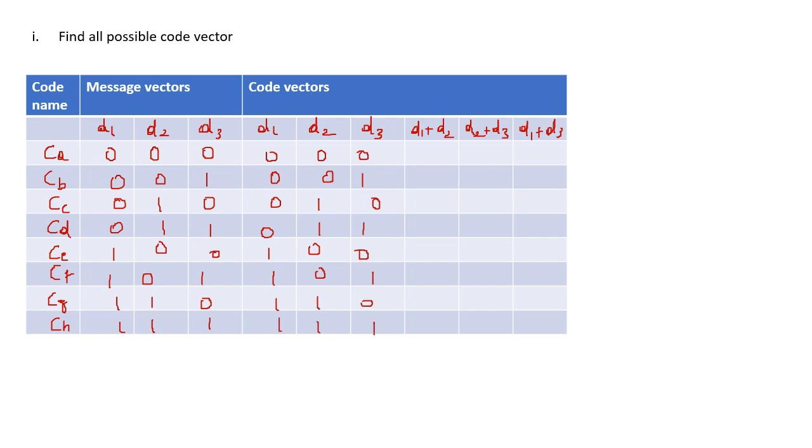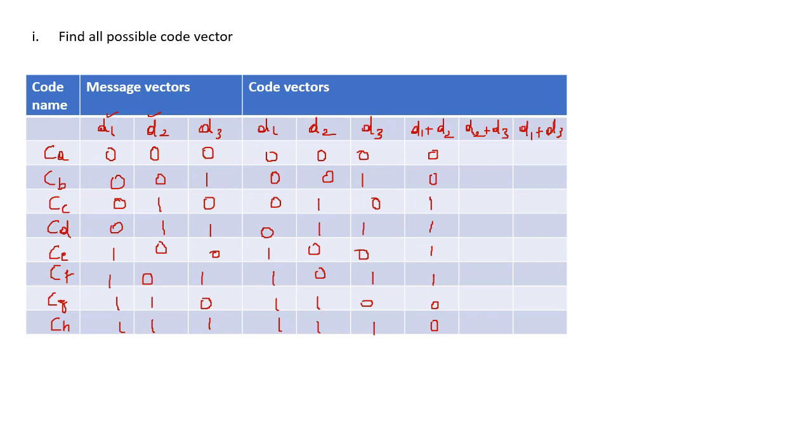Next we are going to get D1 plus D2, that is, we add the first bit and the second bit. So 0 plus 0 will be 0, 0 plus 0 will be 0, 0 plus 1 will be 1, 0 plus 1 will be 1, 1 plus 0 will be 1, 1 plus 0 will be 1, 1 plus 1 will be 0, 1 plus 1 will be 0. So this is for the fourth bit of the given vector.